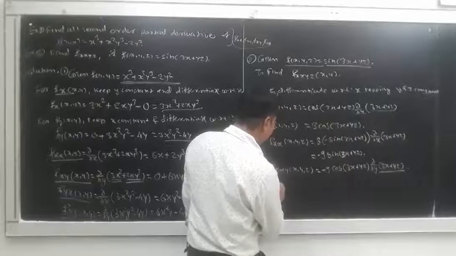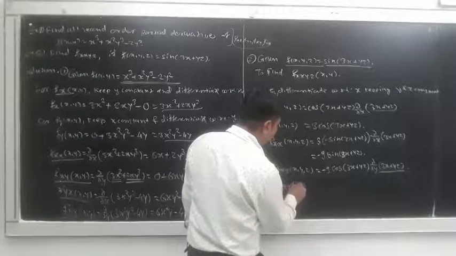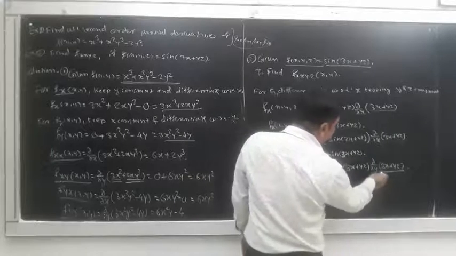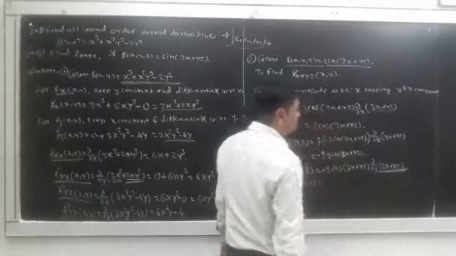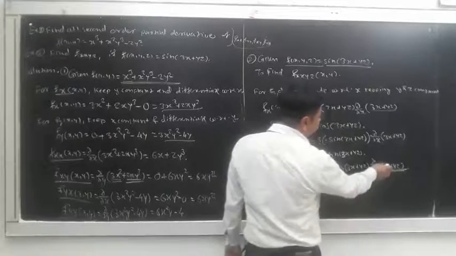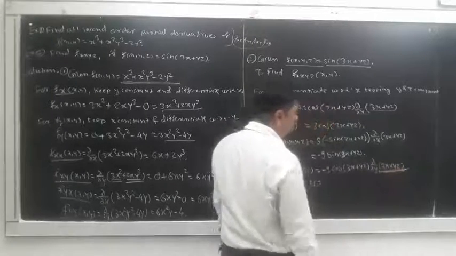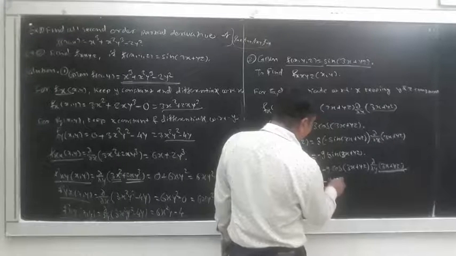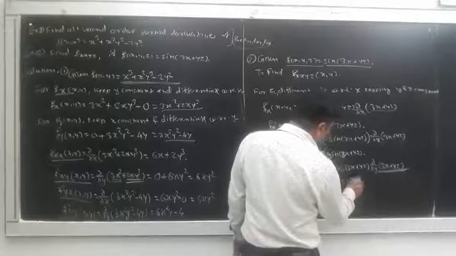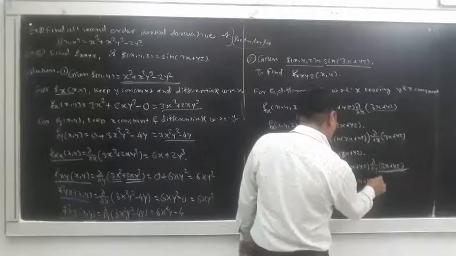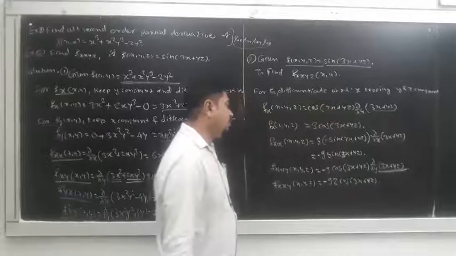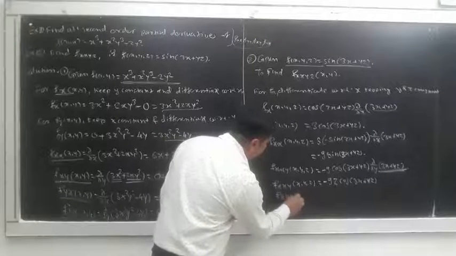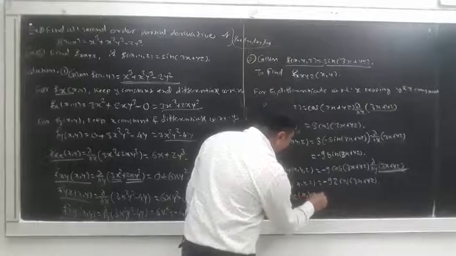Then what should the answer be? fxxy at (x, y, z) is equal to, okay, the derivative of this with respect to y: the derivative of 3x is 0, the derivative of yz is only z. So minus 9z cos of (3x plus yz). Is it? Now what do we have to find?